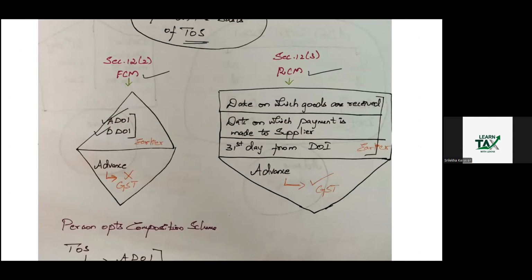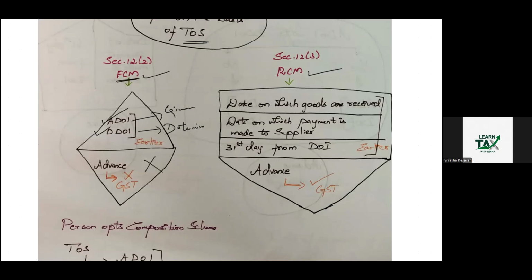Here, the actual date of invoice is always given in the question. The due date of invoice, we have to determine. So we have 2 dates, and whichever is earlier is the time of supply. For advances, there is no advance GST for FCM. Only in case of FCM I'm talking, okay? In case of FCM, there is no GST for advances.